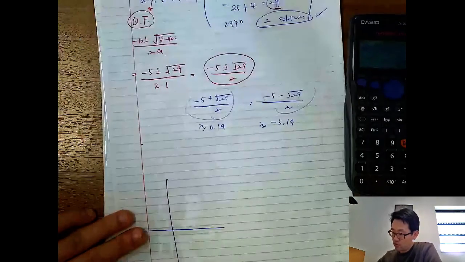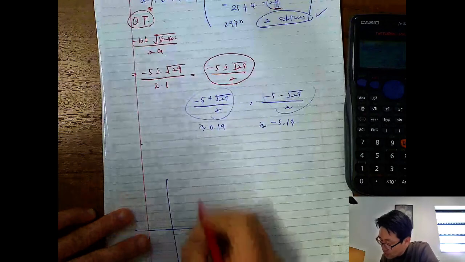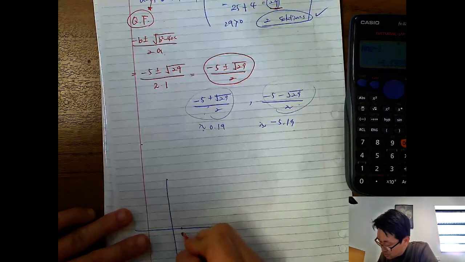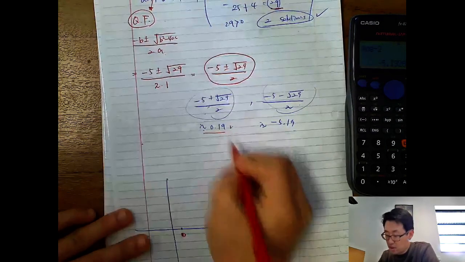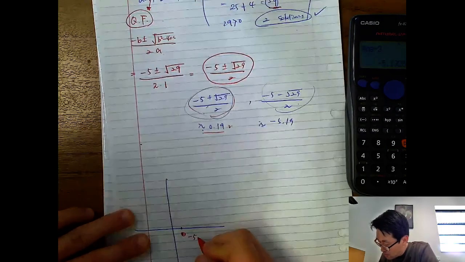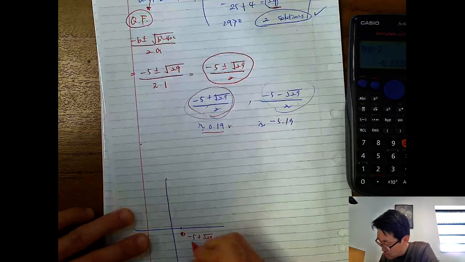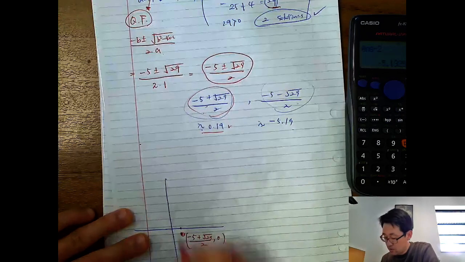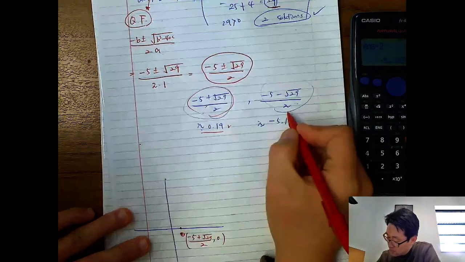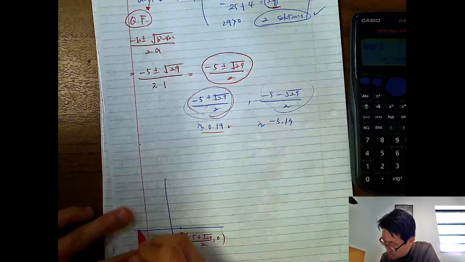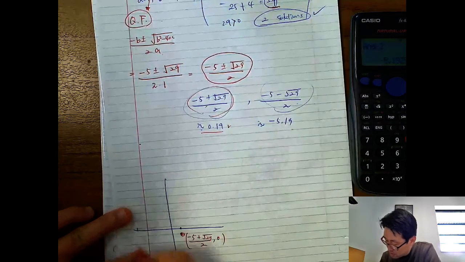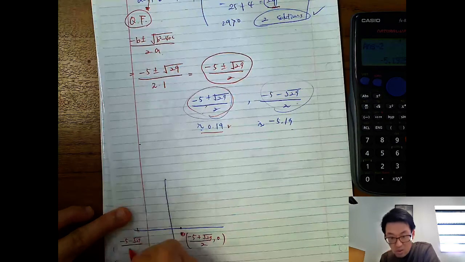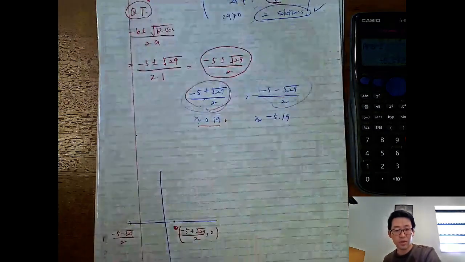So this is a rough drawing. One point is 0.19, so that's not the exact number, so I will use this: minus 5 plus root 29 over 2. That's x-axis and 0, isn't it? That's the point. This one is a bit more than minus 5, so that one is minus 5 minus root 29 over 2. You guys happy with that?